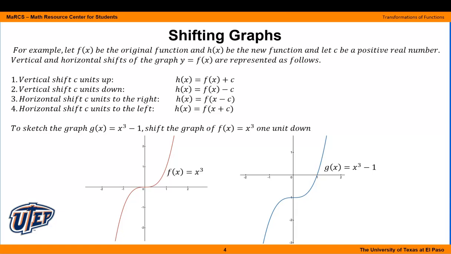Let's look at this example. We have g of x is equal to x cubed minus 1. This is going to move the graph down 1 unit. The shape stays exactly the same. We are simply just shifting it down.